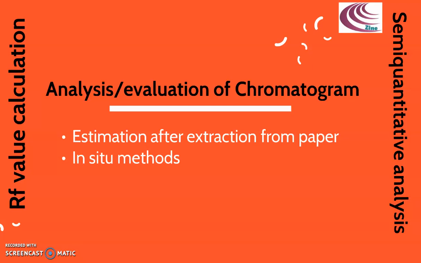In situ methods are by visual evaluation, such as by measurement of areas in which a linear relationship is obtained between the spot area and the amount of substance present. Or by densitometer, that is, the intensity of color of the substance is measured.